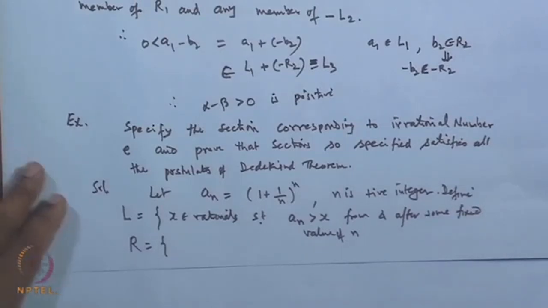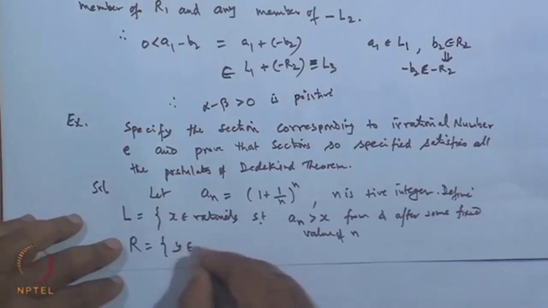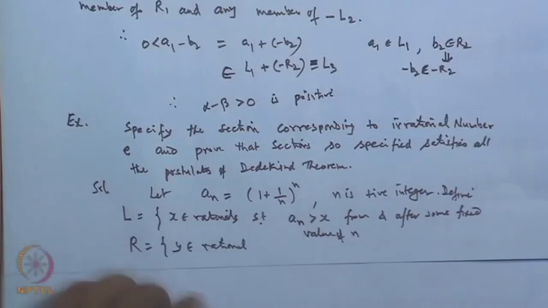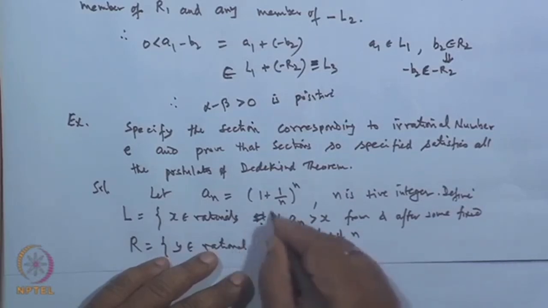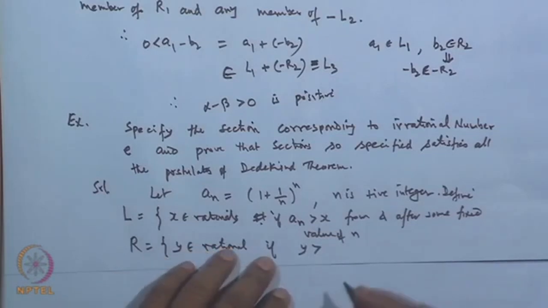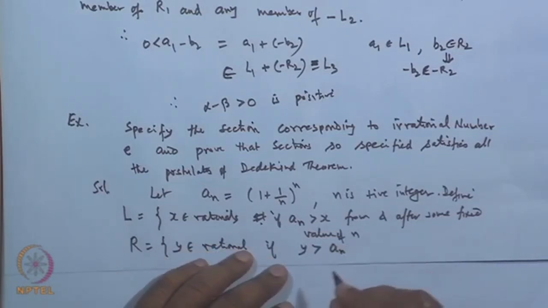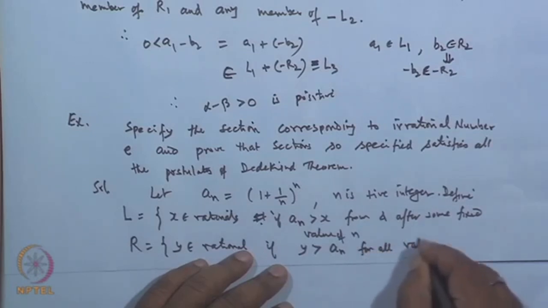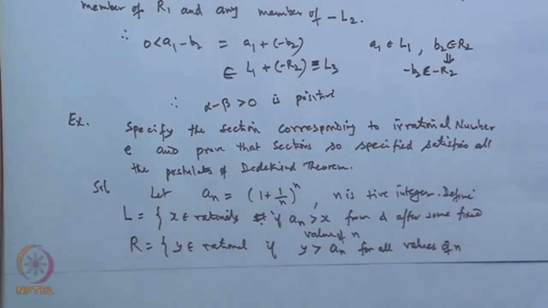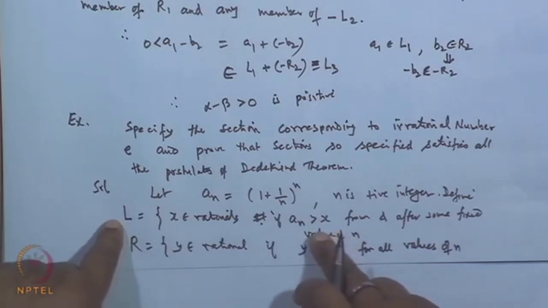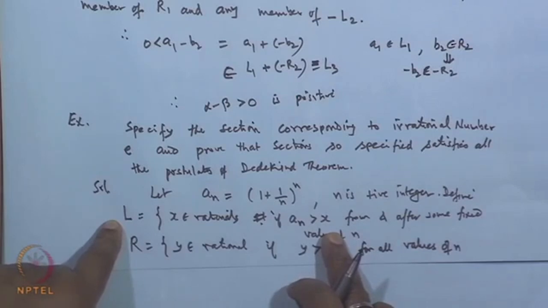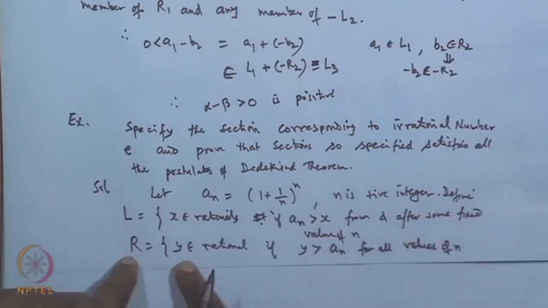A rational number y is in upper class R if y is strictly greater than a_n for all values of n. So, lower class: I am defining the element x, a rational number, belongs to the lower class if a_n is greater than x after a certain stage, say n is at n naught. And R is those rational numbers y where y is greater than a_n for each n.